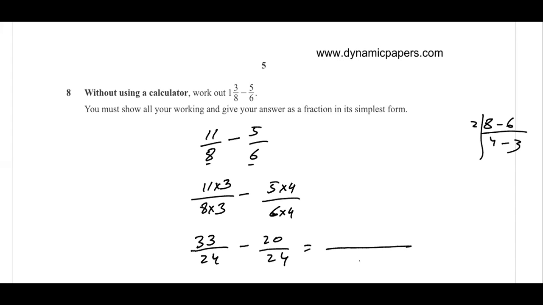The same denominator, write it one time, so it will be 33 minus 20. That will be 13 over 24. So this is the simplest. It is already in the lowest form. We did not use any calculator because you must show this working.